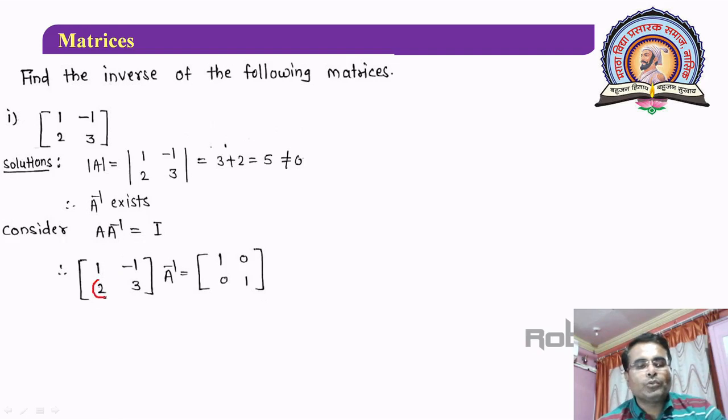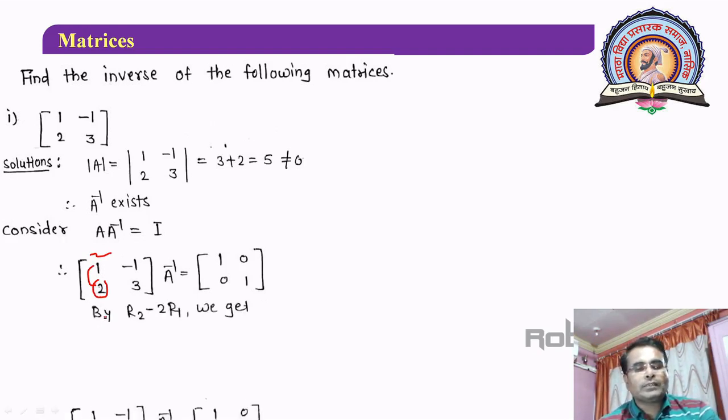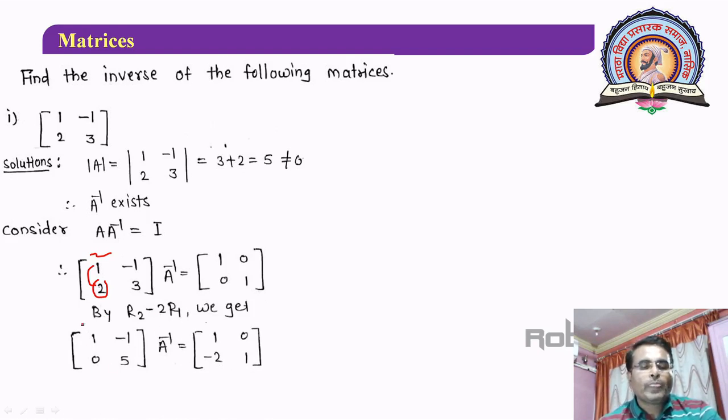To make this 0, we are going to use the transformation, multiply this by 2 and subtract. So R2 minus 2R1, so that is our next transformation. R2 minus 2R1, we will get 1 minus 1 as it is, but 2 minus 2 becomes 0. Here also you have minus 2 and 3 minus of minus 2, you are getting 5. Here also you have to multiply this by 2, 0 minus 2 it is minus 2 and 1 minus 0 it is 1.